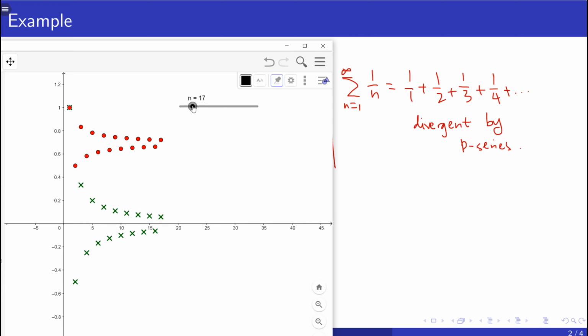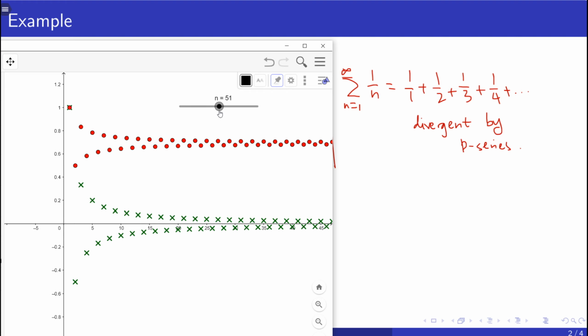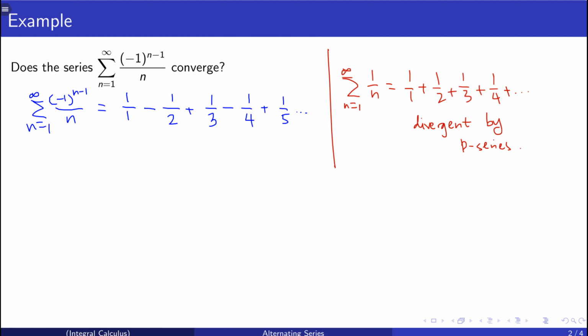And we can keep going. And we see from the graph here that it also appears as though our sequence of partial sums approaches a finite number. Okay, that's good. We have a guess here that this series is convergent. So I'll write that down here: guess, the series converges.